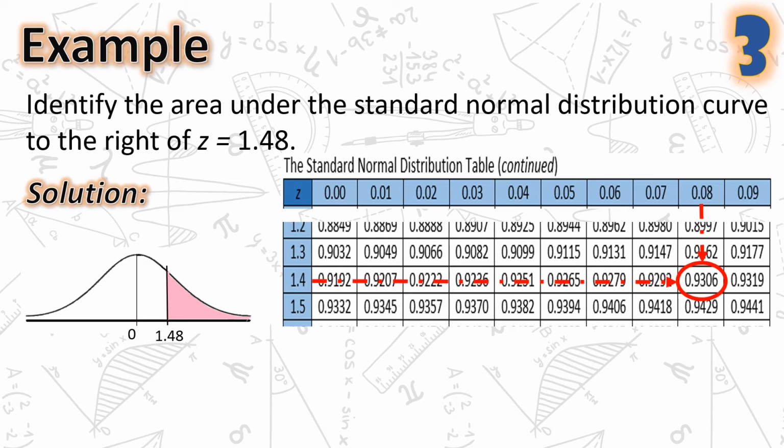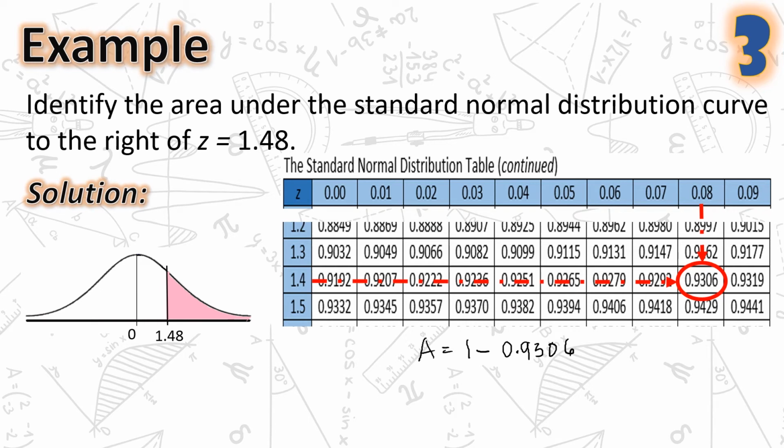Hence, to get the area to the right of z equals 1.48, we subtract 0.9306 from 1. So to get the area, we have A is equal to 1 minus 0.9306. We're doing this because, as we have mentioned, the table shows the area to the left of any z value. Since we are getting the area to the right of a z value this time, then we subtract the area shown on the table from 1.